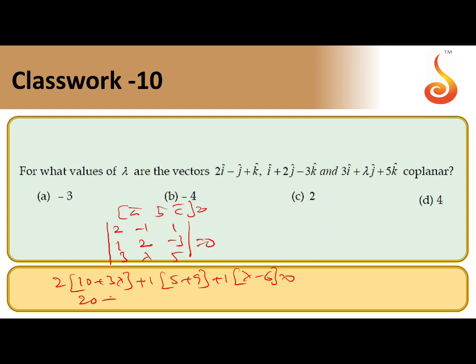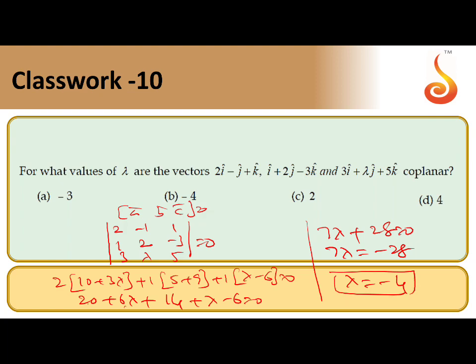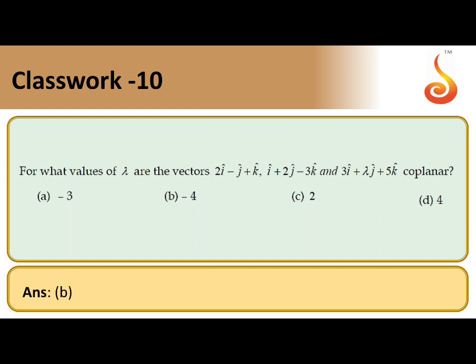So now 20 plus 6 lambda plus 14 plus lambda minus 6 equal to 0. So how many lambda? 6 lambda plus lambda, 7 lambda, plus 20 plus 14, 34. 34 minus 6, 28, equal to 0. So 7 lambda equals minus 28, lambda equals negative 4. That is the answer for this one. So look at the options. Which option is matching? B is matching. So understand this one. Check the answer. Option B is the right answer.